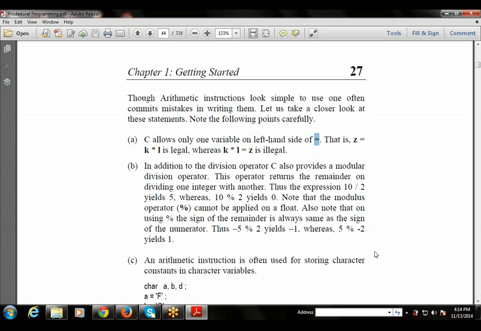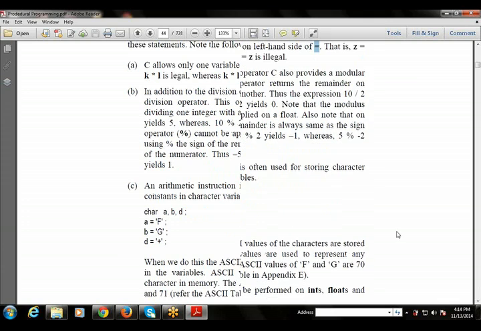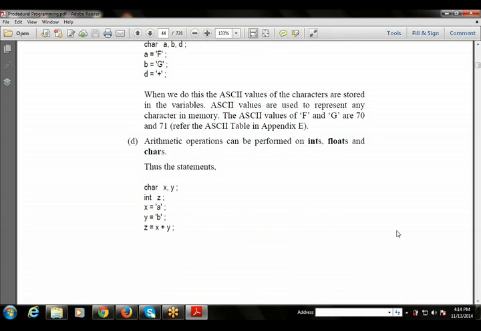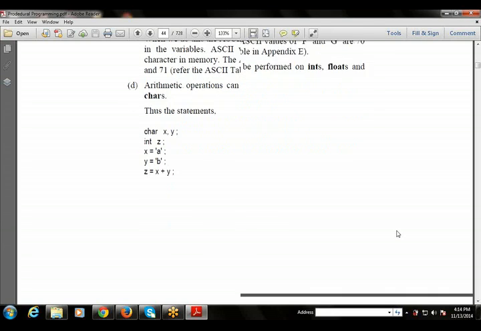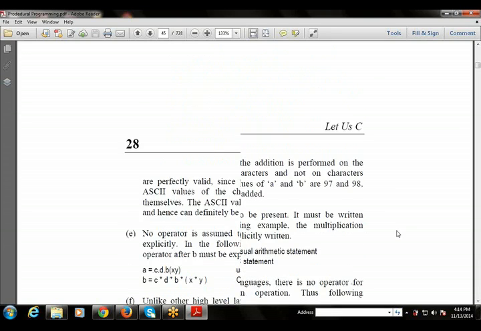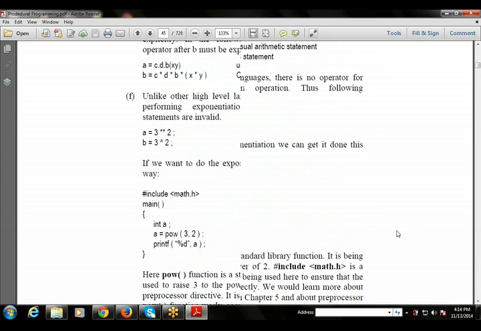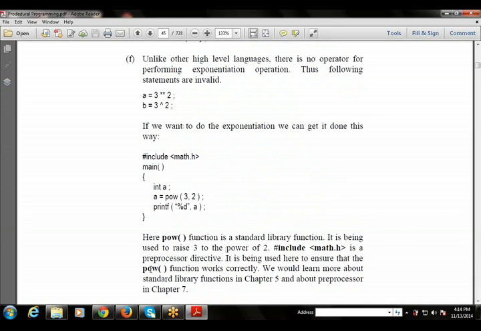In the same way, we have discussed multiple points. ASCII value is used for the character sets, that is American Standard Code for Information Interchange. Then we also discussed the arithmetic operations that can be performed on integers, on floats, and on chars. These are the multiple points that we have discussed.